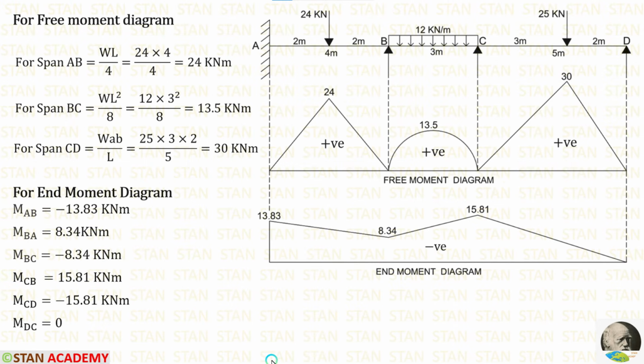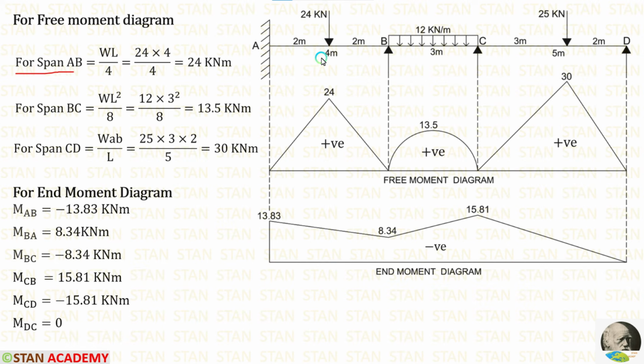Now we are going to draw the bending moment diagram. Before drawing the bending moment diagram, we have to make the free moment diagram and the end moment diagram. Then we can combine both of them to form the bending moment diagram. For making the free moment diagram, we have to consider every span as a separate simply supported beam. First, let us take the span AB.